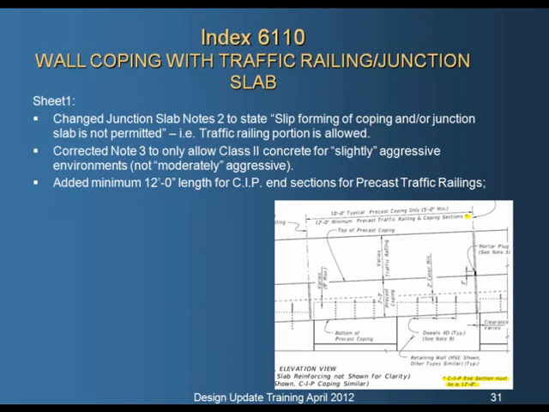And we've added a minimum 12-foot length for the cast-in-place end sections on these precast traffic railings. You generally don't have an exact multiple of 12-foot length, so you need a cast-in-place section at the end, and we don't want a short length that could potentially be unstable with an impact from a vehicle. So there's a minimum 12-foot length there, consistent with the designs for the precast railings.